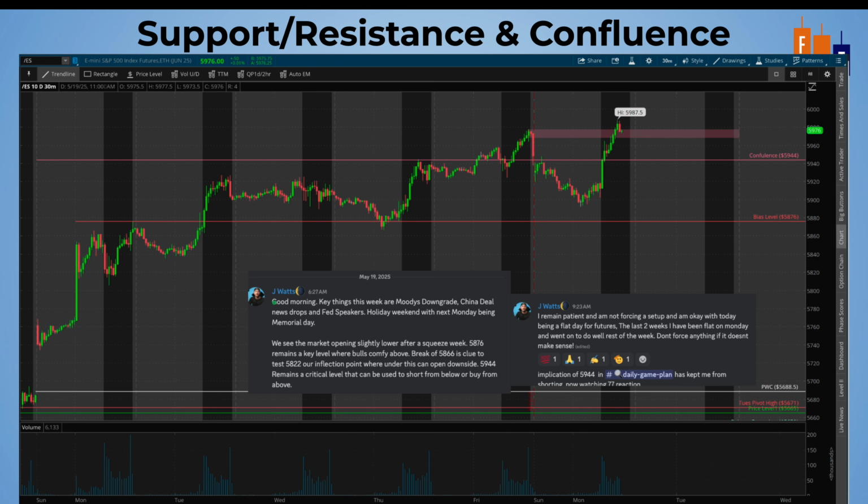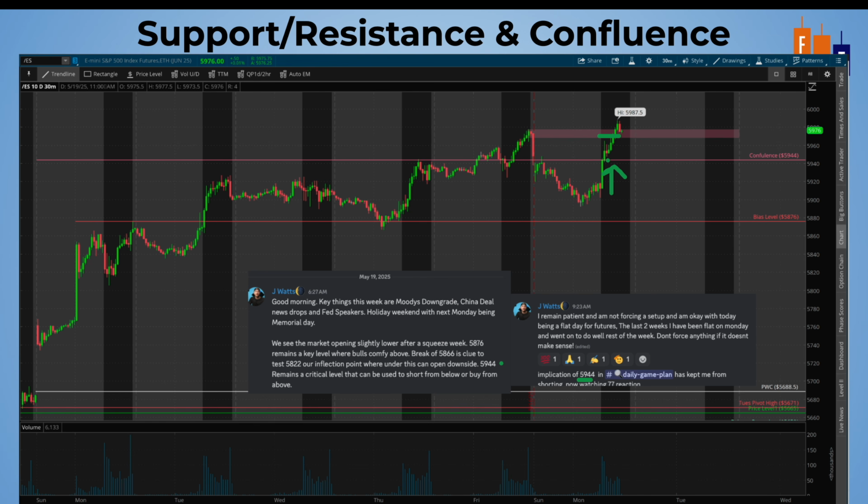And the main thing with this, I post this every morning. It's my pre-market plan. I notated 59.54 means a critical level that can be used to short from below or buy from above. And then this was a day we trended up and we went above it, but I was not looking to short even at this supply zone. Implication of 59.44 and the daily game plan has kept me from shorting, now watching the 77 reaction.